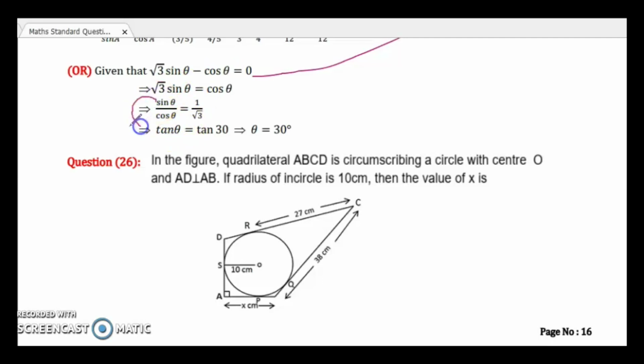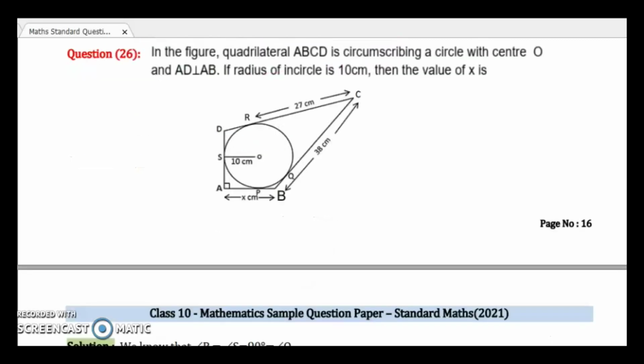Everybody knows sin by cos is tan theta, and 1 by root 3 is tan 30. By comparison, what is the angle theta? Theta is 30 degrees. The questions here are very simple and easy, so that everybody can answer straight away. Now let us move on to question number 26.